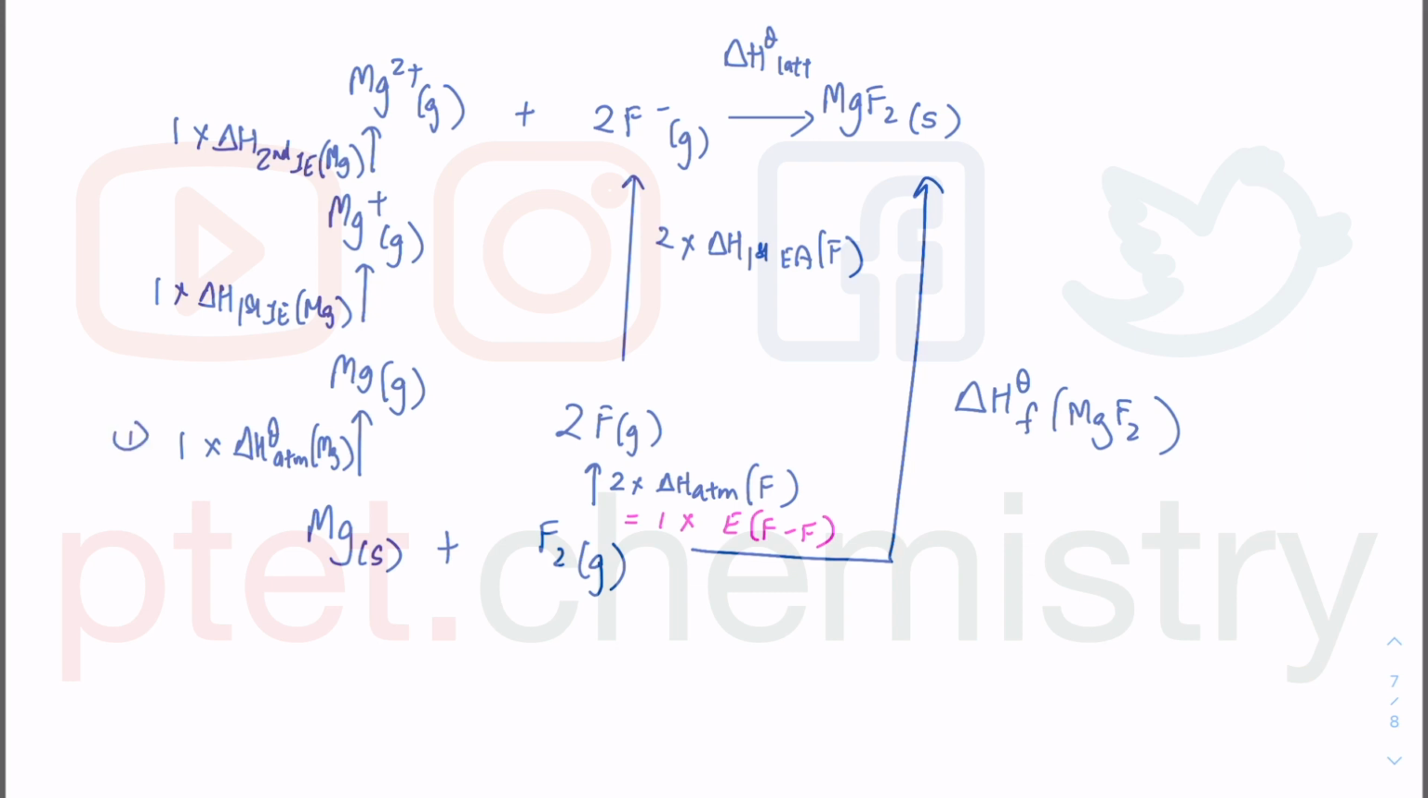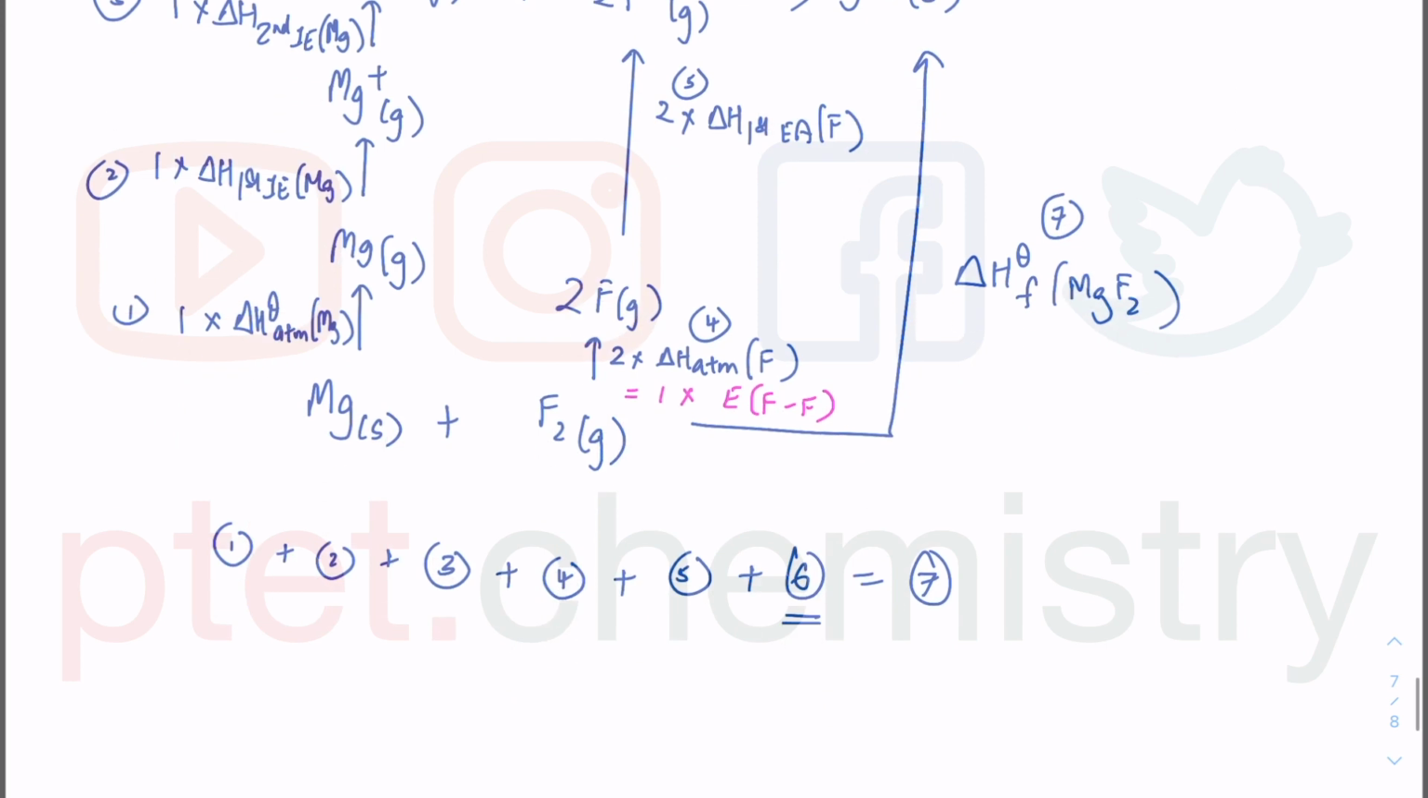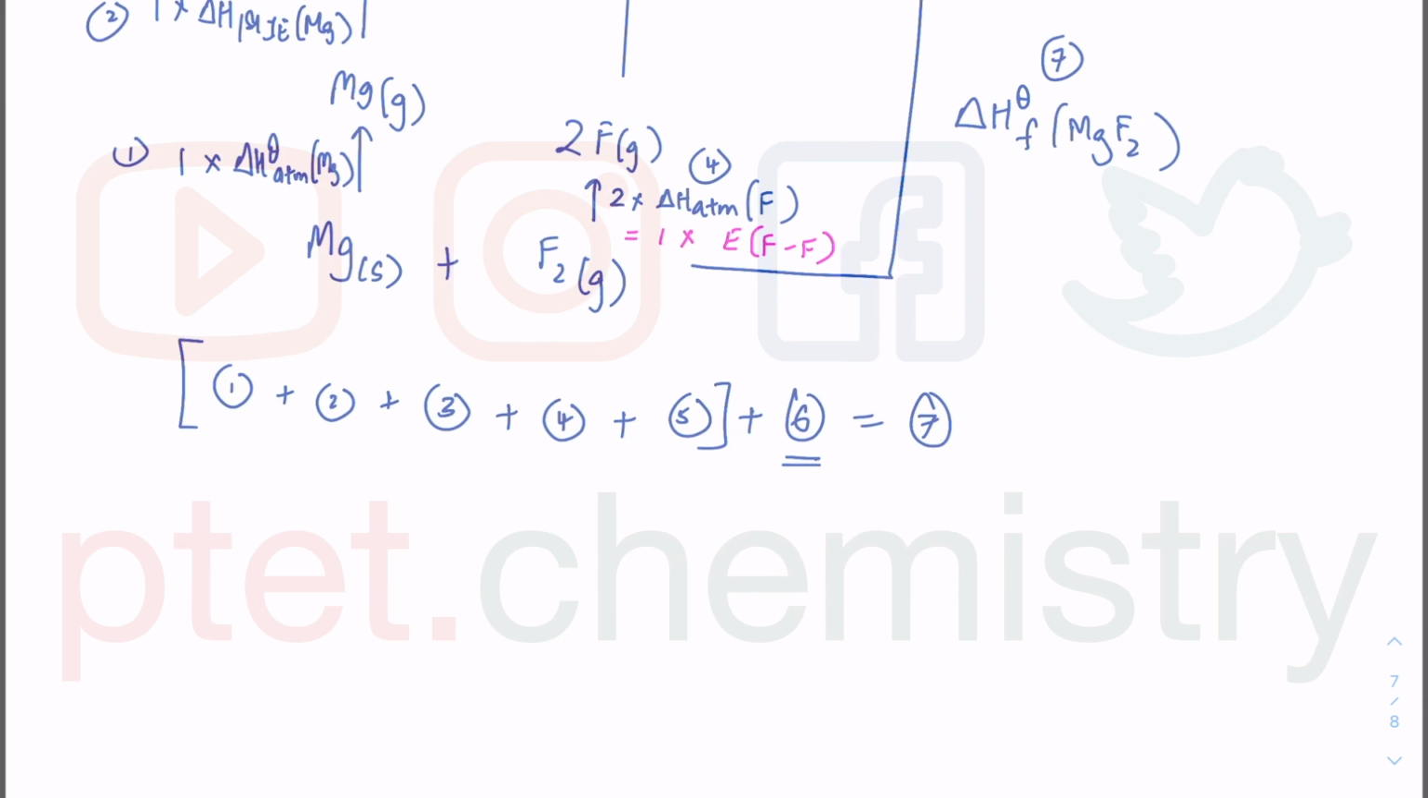So if I just label 1, 2, 3, and then this is 4, 5, 6, and 7. Hopefully you can see 1 plus 2. Well, I don't literally mean the number itself. What I mean is the expression that I have labeled, this thing is equal to this 7, which is the formation of MgF2. Your target is to make the lattice enthalpy the subject, because that's what you want to find. So really, I'll just put a big bracket on there. And what I can do now is just look at my values and see what I can put in.